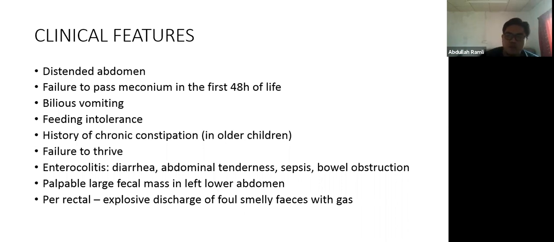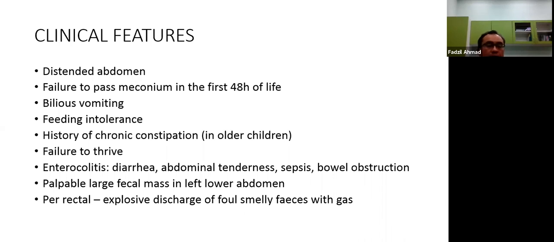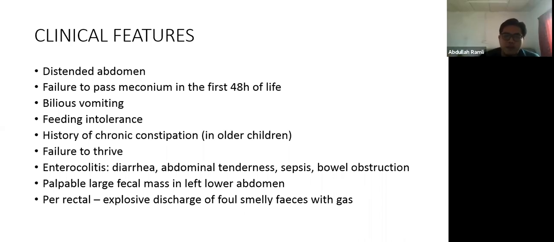So the next one is the clinical features of Hirschsprung disease. The child can be presented with a distended abdomen, a history of failure to pass meconium in the first 48 hours of life, bilious vomiting, feeding intolerance, and if it is an older child, they can have a history of chronic constipation. The child may also have failure to thrive, enterocolitis including diarrhea, abdominal tenderness, sepsis, bowel obstruction, a probable large fecal mass in the left lower abdomen, and there could be explosive discharge of foul-smelling feces with gas. So bear in mind these are the clinical features of Hirschsprung disease.